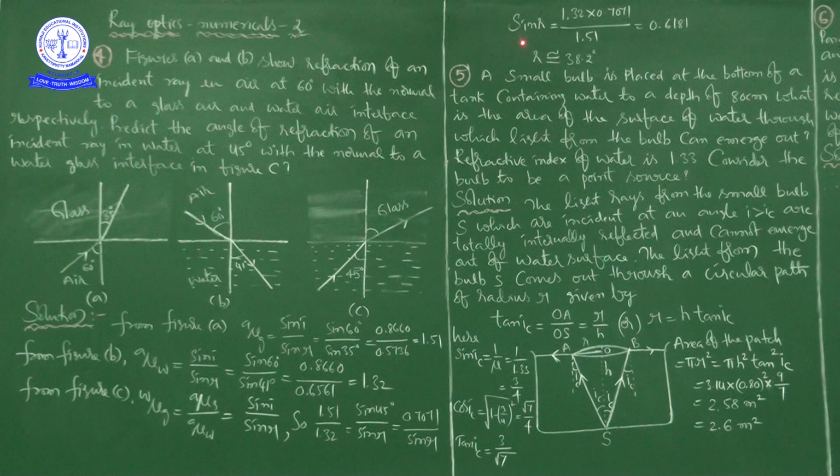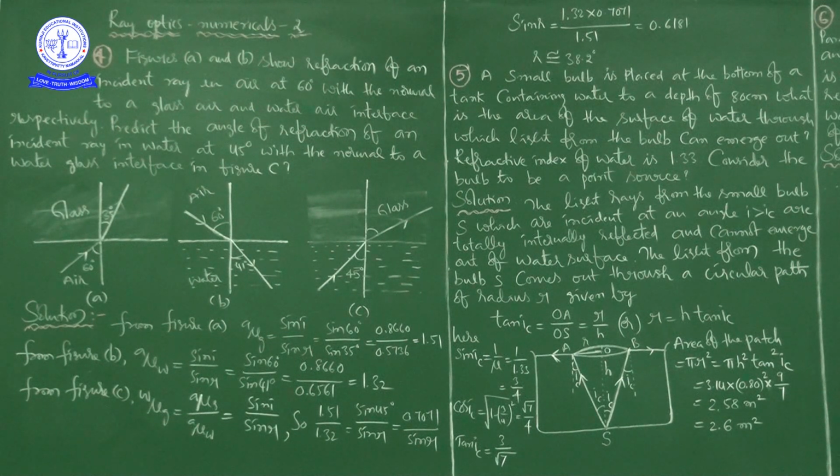If you cross multiply, sine r into 1.51 is equal to 1.32 into 0.7071. So sine r is equal to 1.32 into 0.7071 divided by 1.51, which is equal to 0.6181. It is a mathematical calculation: multiply these two numbers, divide the product by 1.51, and it gives 0.6181.